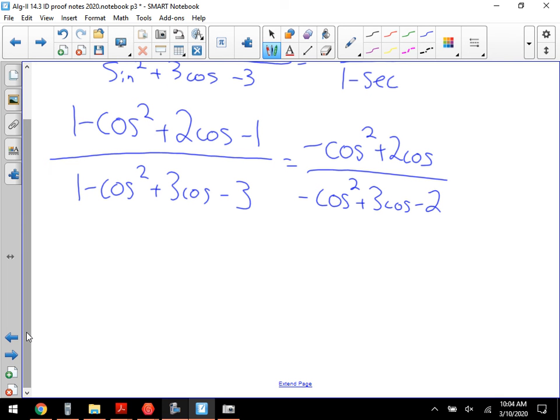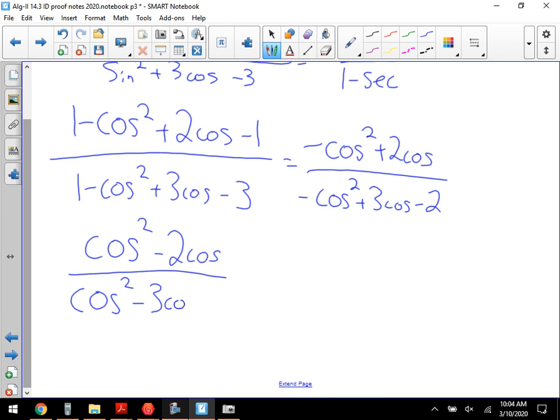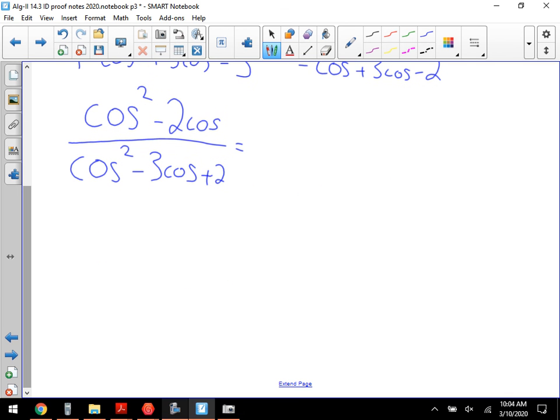So change all your signs. You have cosine squared minus 3 cosine plus 2 in the numerator. I changed everything, changed all the signs, multiplied everything by negative 1.